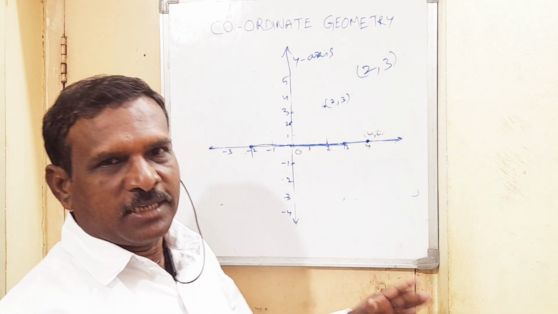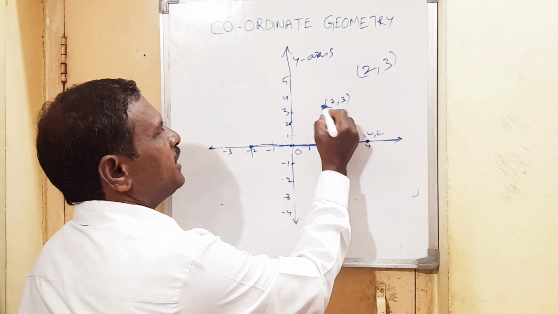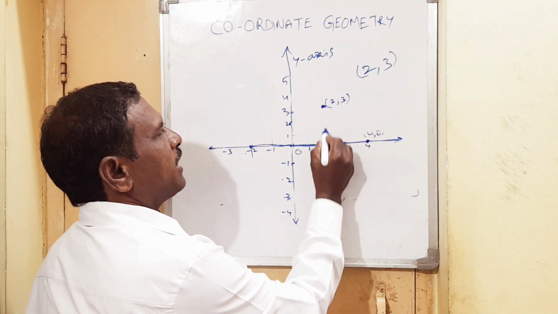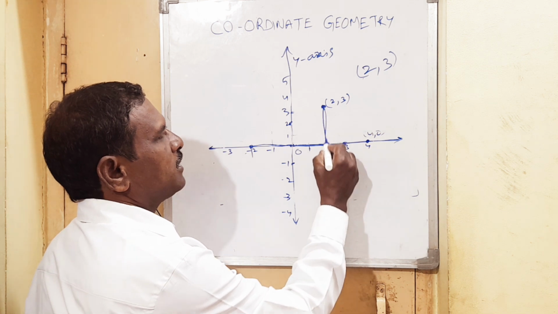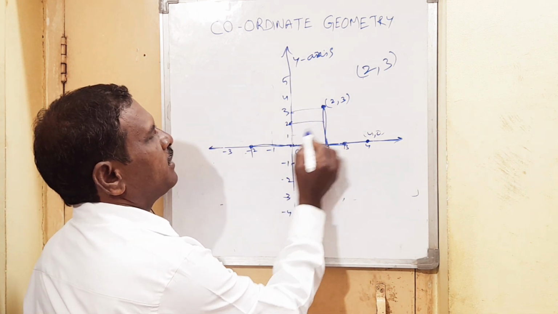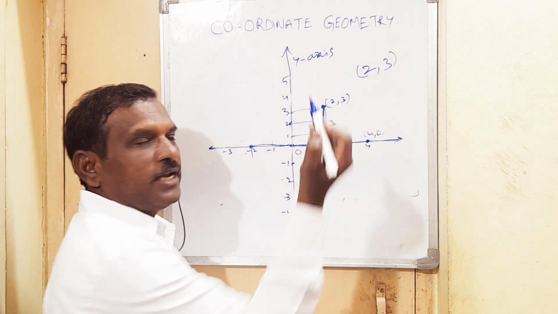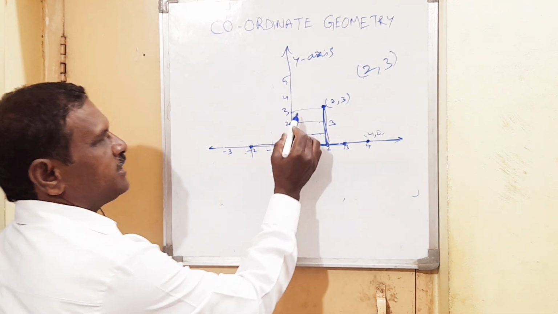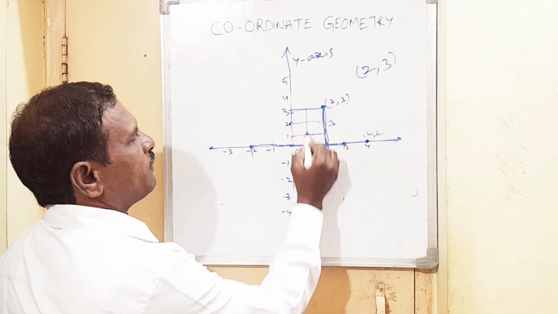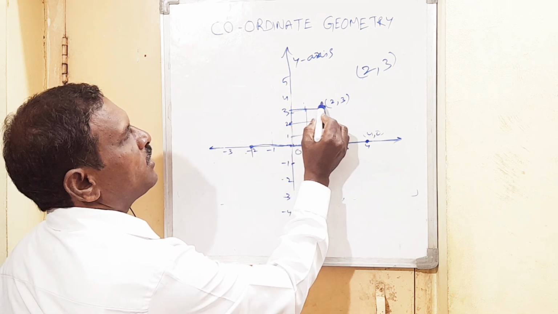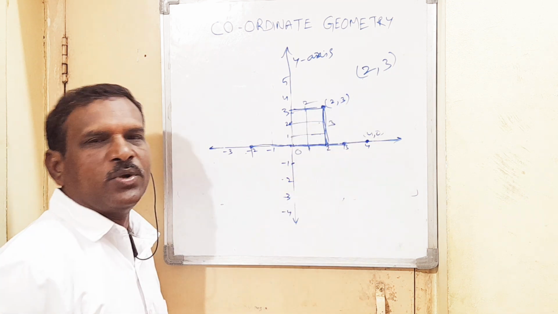So the point 2 comma 3, what is the distance of this point from x-axis? From the figure you can say the distance is 3 units. Now let us see the distance from y-axis. From here to here, this is 1 and 2. This distance is 2 units.